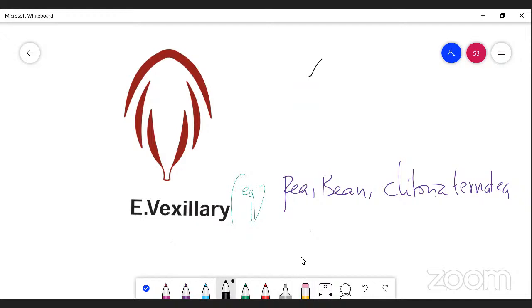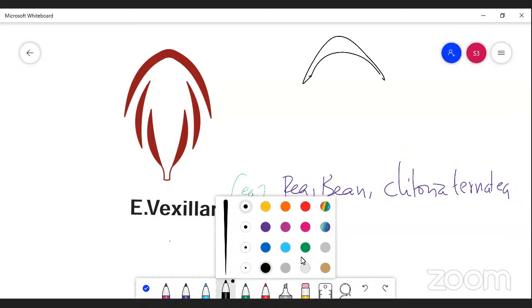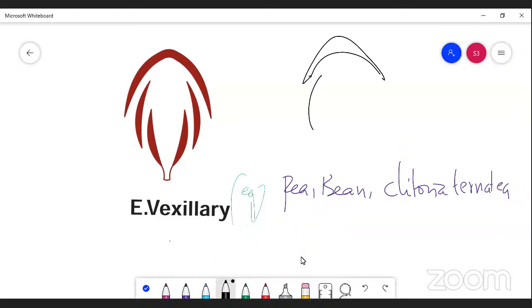Just draw the outer exterior petal, then draw another petals. Simply you can draw. And the last pair of petals, all the petals are arranged in this manner. So this is called the vexillary type.